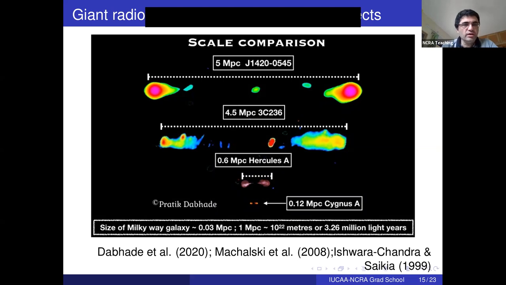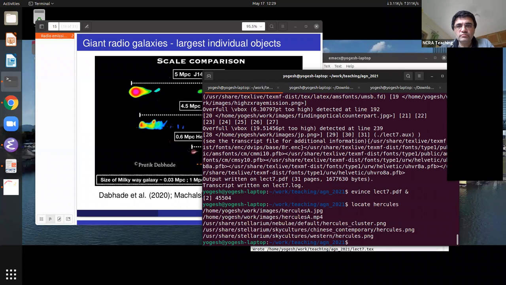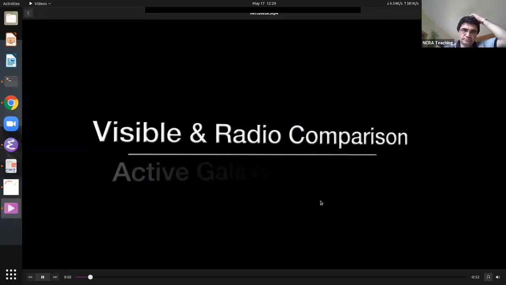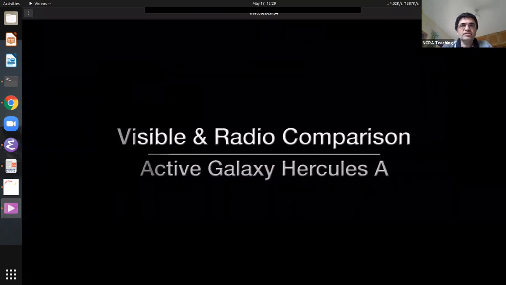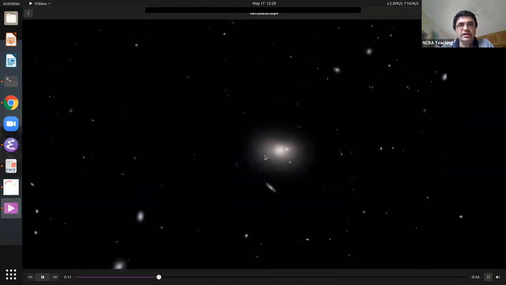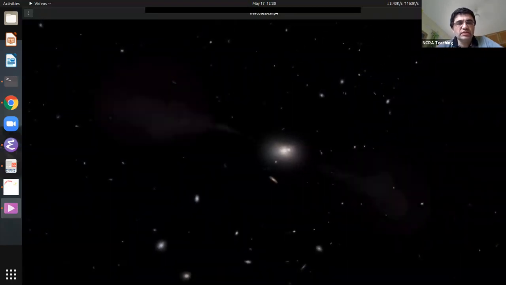Okay, so I will now show you a short video. So if you look at Hercules A, this is just to show you the size of how large radio galaxies can get. So at the center is the optical galaxy, okay? And now they're going to overplot the radio lobes.